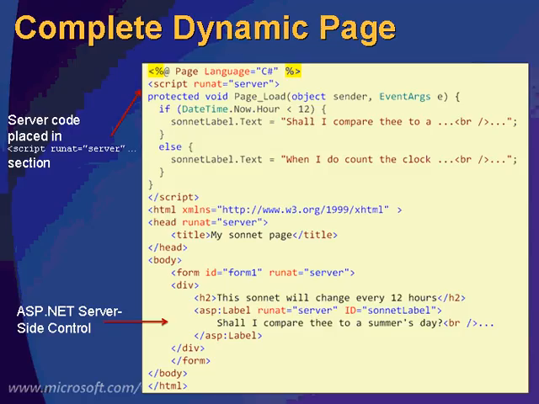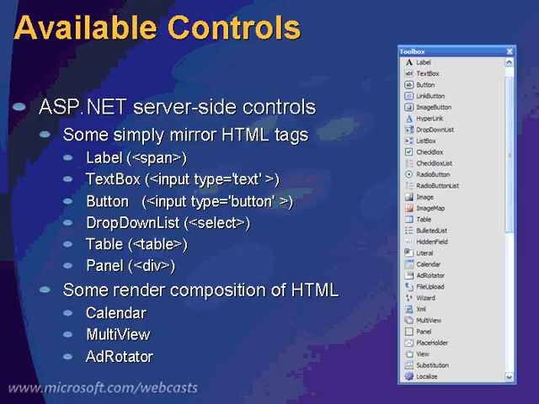By default, this label is going to say, "Shall I compare thee to a summer's day?" However, when the page loads up, it's going to look at the current date and time, and it's going to say, if the hour right now is less than 12, then I'm going to print this particular text here. If it's greater than or equal to 12, I'm going to print this piece of text down here. Okay? So some extremely trivial things here, but hopefully you get a feel for how to work with dynamic content.